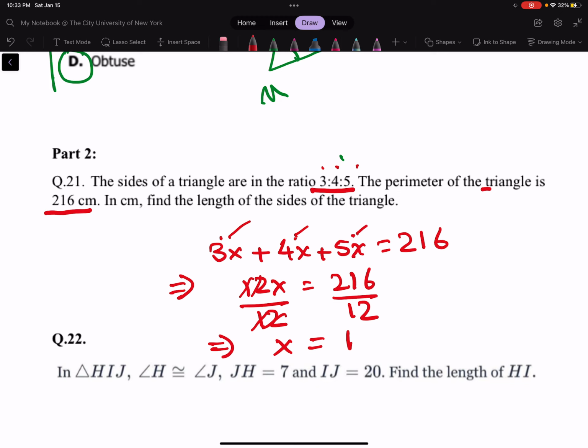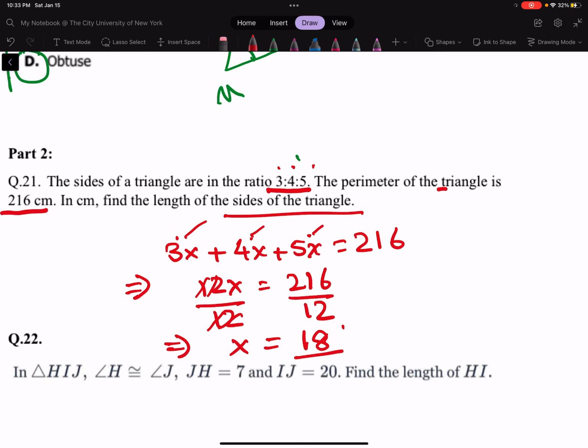216 divided by 12 should be giving you 18, if I am right. Okay, so now you'll have to give all the sides. So one is 3x, so 3 multiplied with 18 should give you 54. And next one is 4 multiplied with 18, 4 8s are 32, 3 remains in hand, 4 1s are 4, 72.